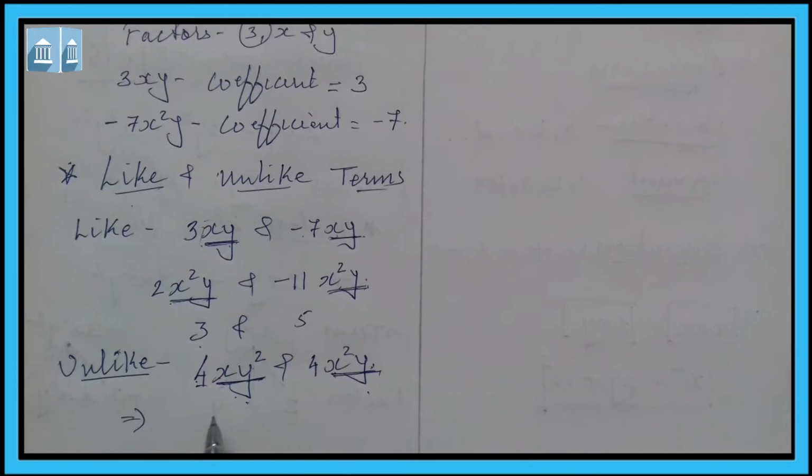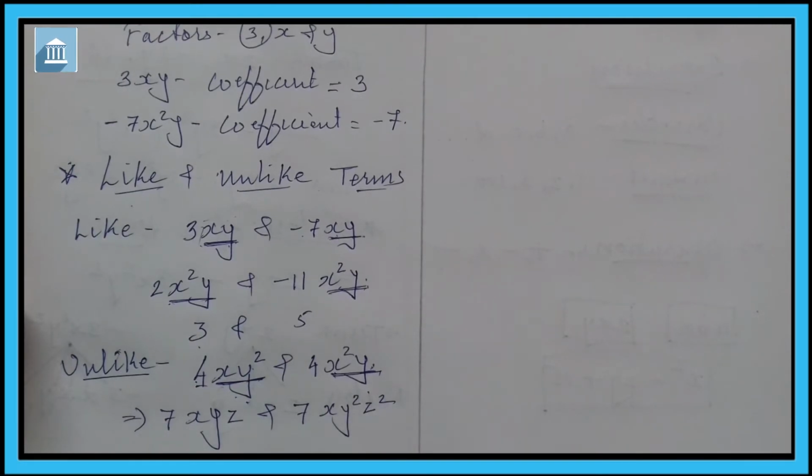In the same way, if I am writing 7xyz and 7xy square z square, again the numerical parts are the same, but the variables are not the same. Here it is x, y, z. Here it is x, y square, z square. So they are unlike terms. So like terms are terms which have the same variables, and unlike terms are those which do not have the same variables.